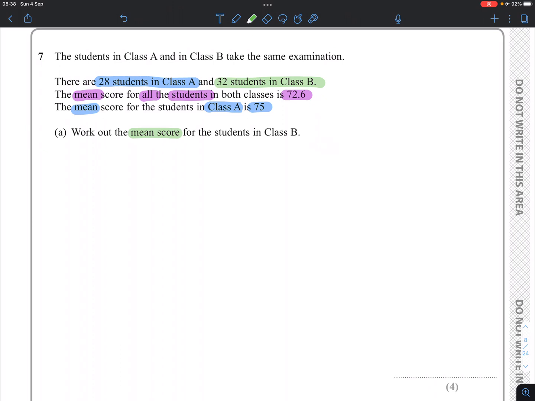So whenever you've got a situation like this, where you've got the mean, the average, for some group, the mean for another group, and then you've got this total, you've got to break this up into 3 pieces. Now how I like to set this up is in a table. So we list the information that we have for Class A, Class B, and then everyone in total.